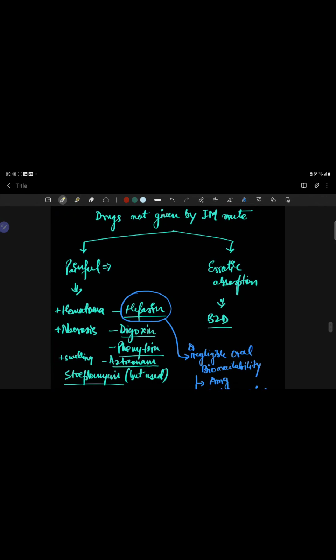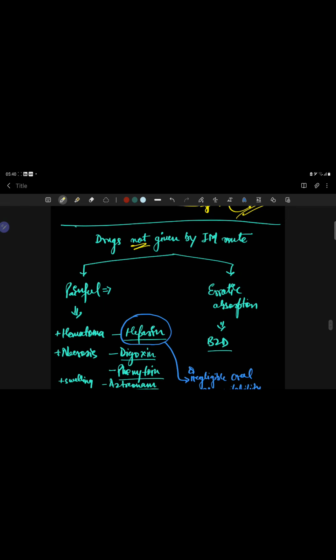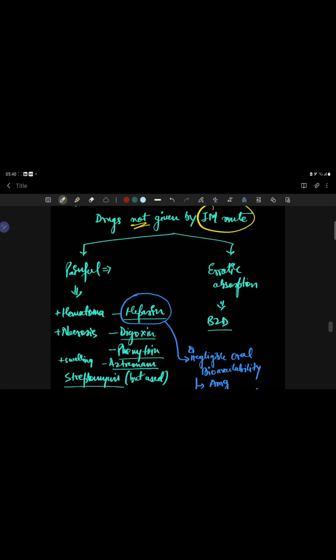Now there are some drugs which are not given by the IM route, and they will ask why they are not given by the IM route. The first reason is erratic absorption of the drug, because of which it is not used by the IM route. The example is all the benzodiazepines, which are nearly all absorbed erratically when given by the IM route, hence they are not used by the IM route, right?